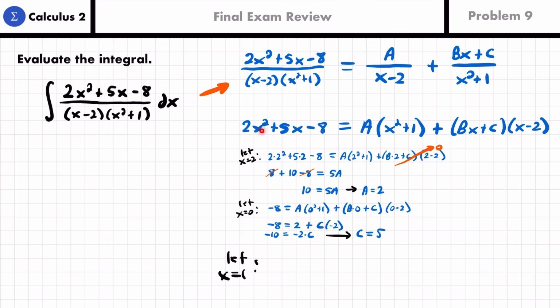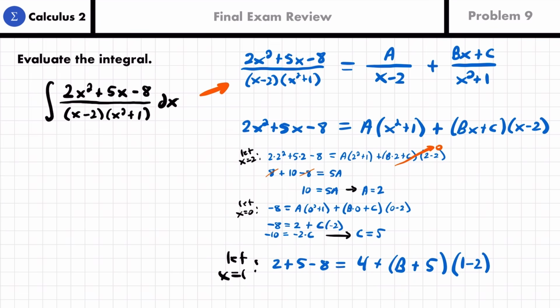You'll have 2 times 1 squared, which is just 2, plus 5 times 1, which is just 5. So on that side of the equation, we have 2 plus 5 minus 8, and that will be equal to a times 1 squared plus 1. So 1 plus 1 is 2. You'll have 2 times a, where a is 2, and 2 times 2 is 4. So we have 4 plus b times x, where x is 1, so just b plus c, where c is 5, right? That's what we just found right here. And then that is multiplied by x minus 2, which will be 1 minus 2.